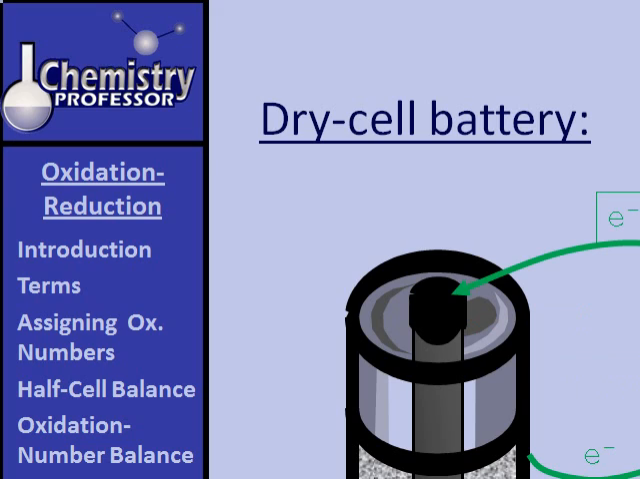Now, take that and you attach it to something like your calculator. You've separated the half cells, but you have allowed the electrons to flow. You can get a complete circuit and power your calculator. And that is the basics of the way that a dry cell battery works.